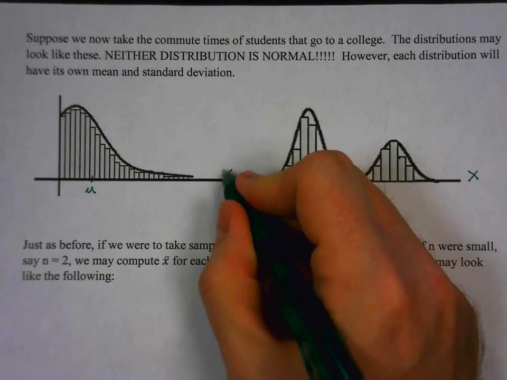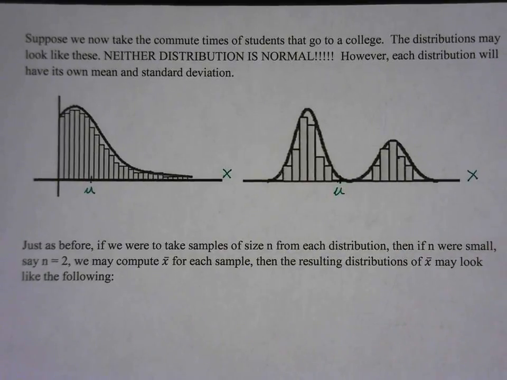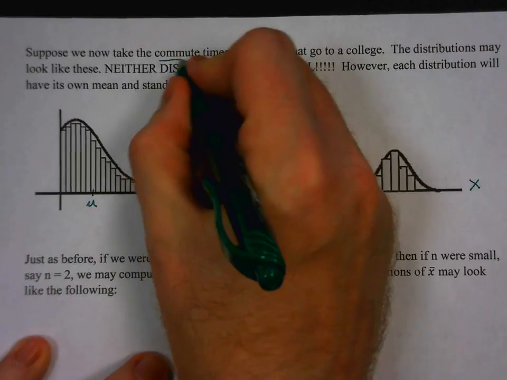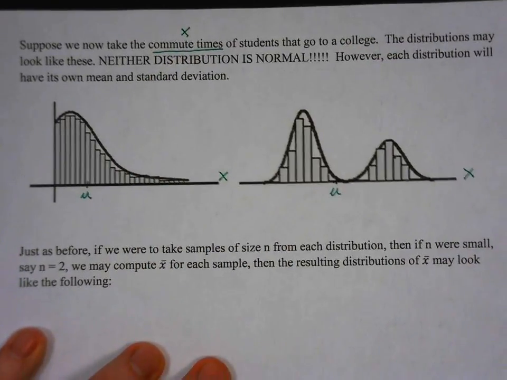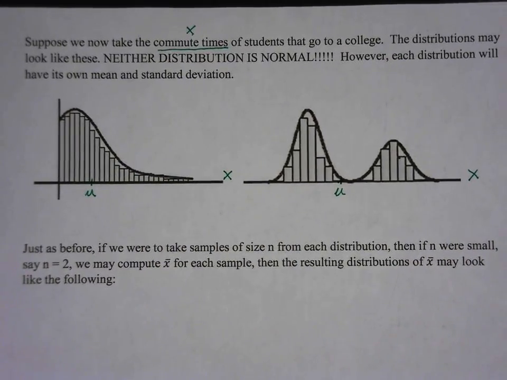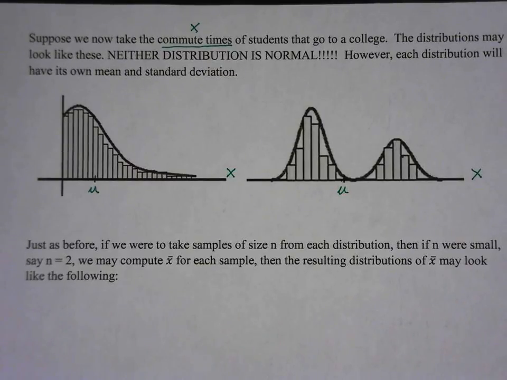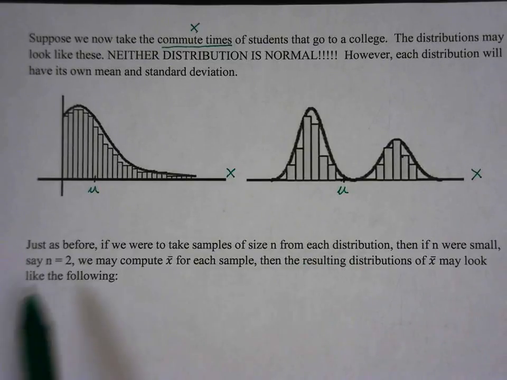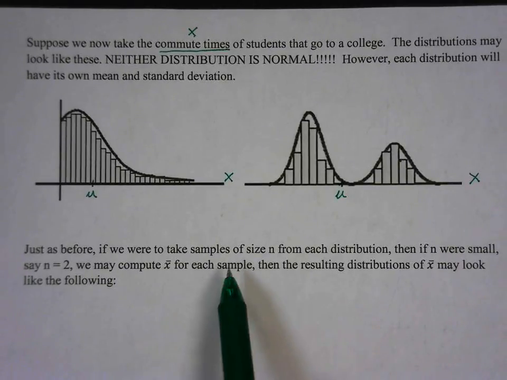Remember, each of these distributions are for x, a random variable x, which in this case is the commute time of students. Now the idea is that we're going to take, just as before, samples of size n from each distribution. If n is small, like n equals 2, you can compute x bar for each sample.